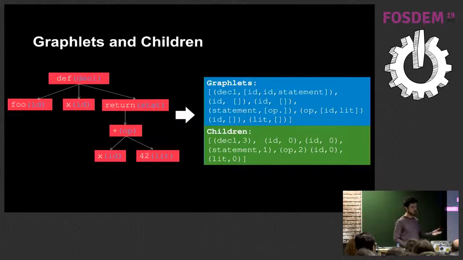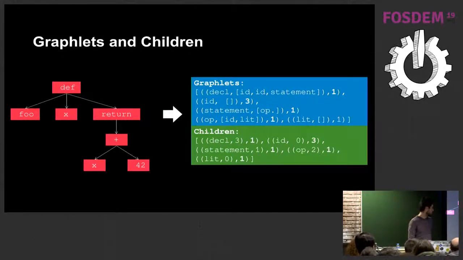The children feature is actually just each node and the number of children nodes that it has. And once you convert this to a weighted bag of features, it looks something like this. So for instance, we have the identifier node with no children nodes, which appears 3 times in this example.